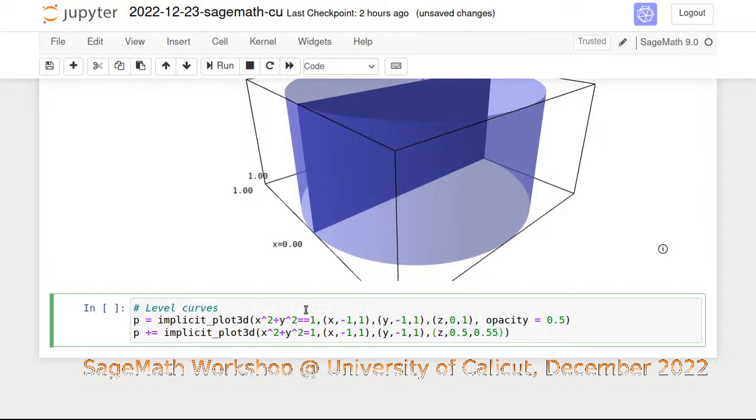0.55. Make the color also a little bit different. Color equal to red. So essentially we are actually plotting something 3D. It's a curve with thickness, but the curve with thickness is really small so that we will not see the thickness anywhere.